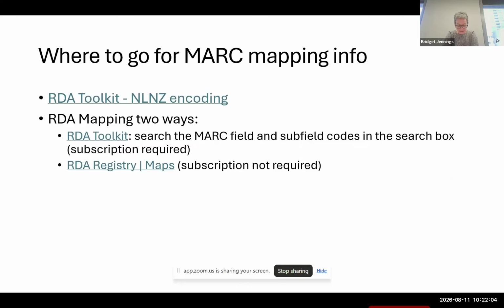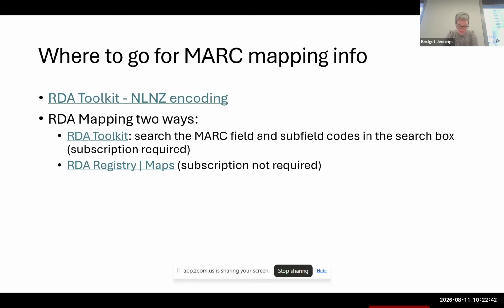If you do want to get started figuring out official RDA to MARC mapping, here are some links. Firstly, the NLNZ encoding document, which was shared with you by email and should be available for use from the end of August. It's actually a publicly available document stored in the RDA toolkit. Because it is publicly available, you don't need a subscription to the RDA toolkit to access this. You can also use the following: the RDA toolkit.